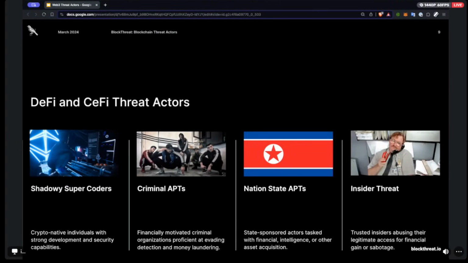Then, of course, we have nation-state APTs. And when we talk about nation-state APTs, we basically talk about North Korea. These are state-sponsored actors who are given an assignment. They're usually in the military. They're told, this is your job now. You need to deliver X amount of millions of dollars per month or per year.